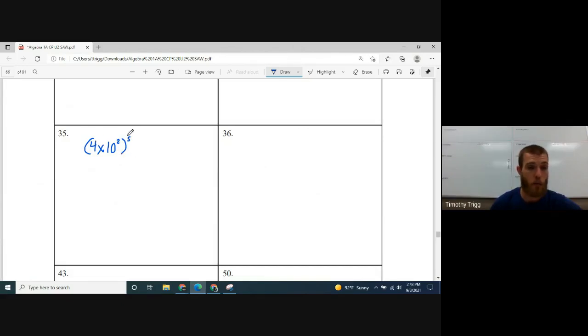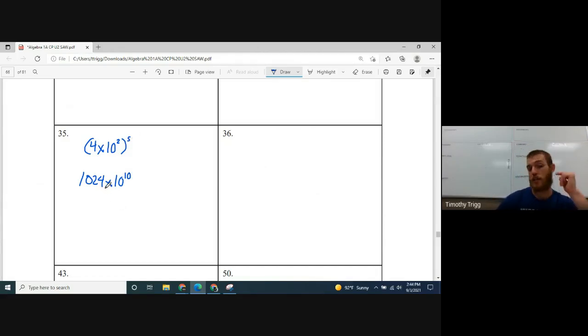35. Here we have 4 times 10 to the power of 2, so 10 squared, to the power of 5. So here we would do 4 to the power of 5. Well, what's that? That means 4 times 4 times 4 times 4 times 4. 4 to the power of 5 is 1024. Times 10 to the power of, power to a power, we multiply those. So we have 10 to the power of 10 now.